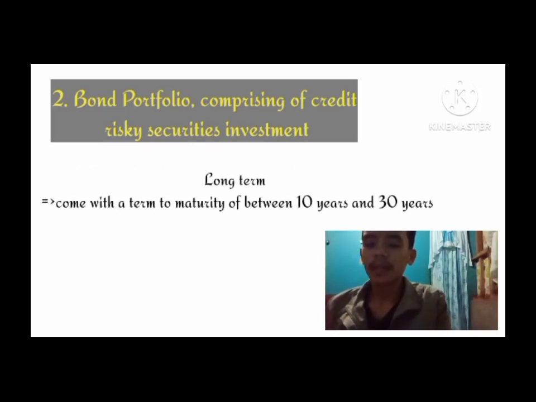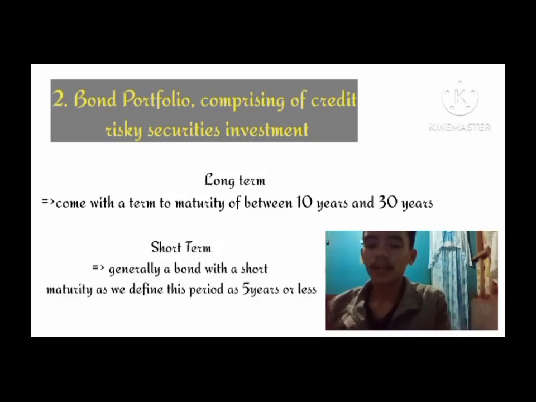A long-term bond comes with a term to maturity of between 10 years and 30 years. And also, a shorter bond is generally a bond with a short maturity, as we define this period as 5 years or less.